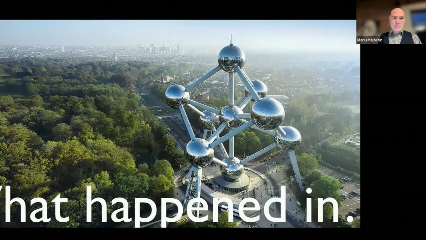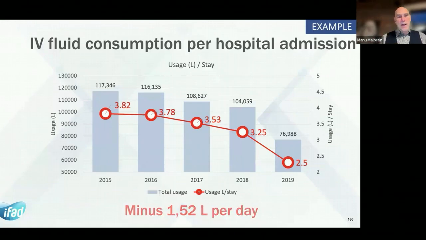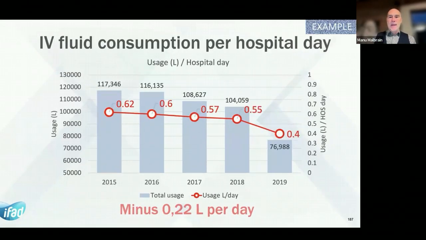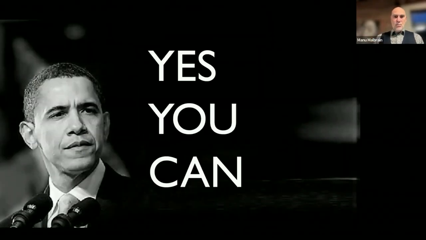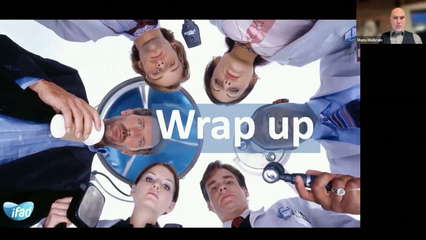You know, the atomium in Belgium, when I was the director of the ICU in the university hospital, when we implemented fluid stewardship, we were able to reduce the liters per patient, of course, on average for the whole hospital, and the liters per day from 0.6 to 0.4. So it is doable, it is achievable, and we can do better by implementing fluid stewardship.